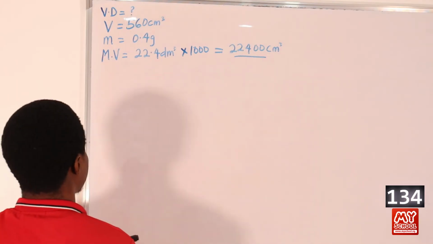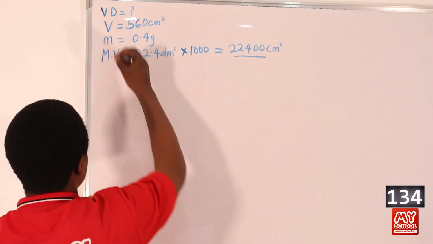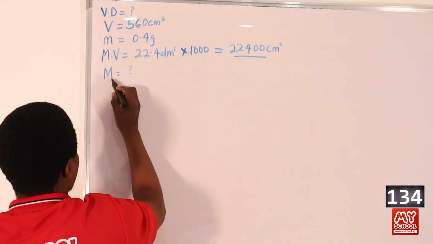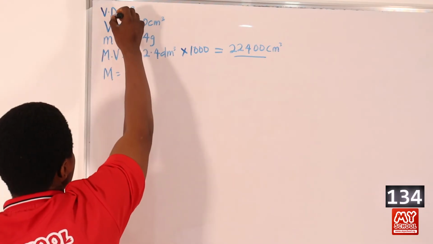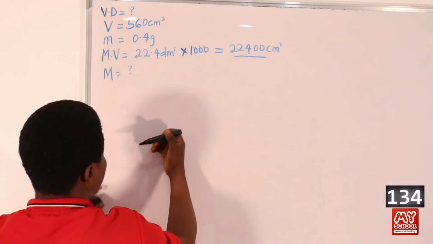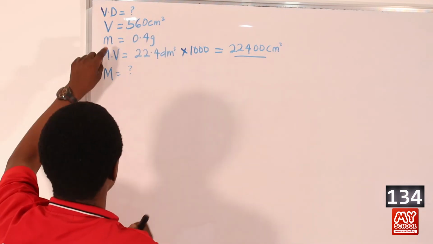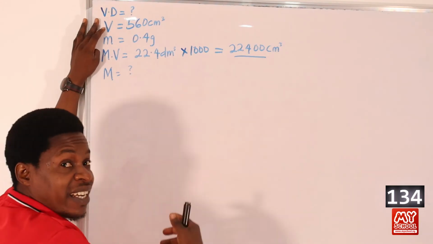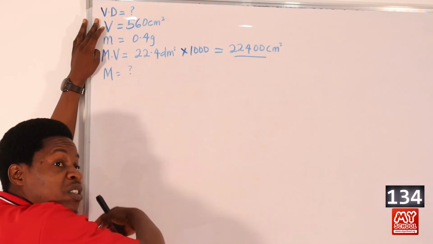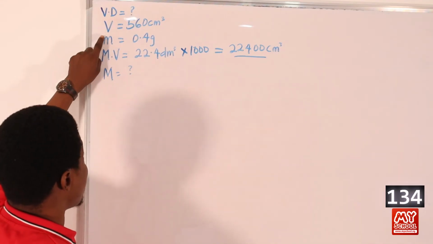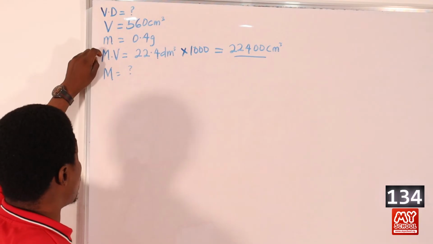Don't forget, our aim is to get the molecular mass. Once we get the molecular mass, we'll be able to get our vapor density. So first of all, we use what we're given to find what we don't know: use the known to get the unknown. We're given volume, we're given mass, we're given molar volume.